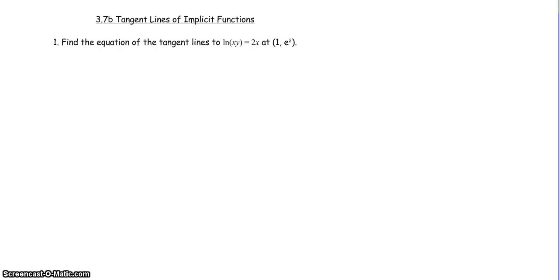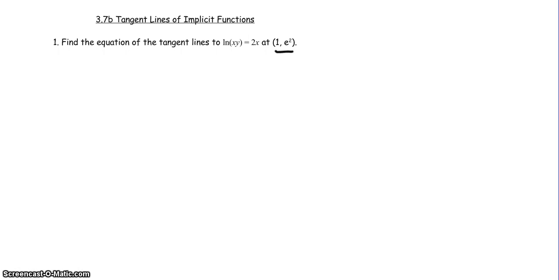Now we're going to find tangent lines of implicit functions. So we know to find a tangent line, I need a slope and a point. Well, looking at number 1, they've already given me a point, so that's a nice bonus. I will need the slope. The slope is the derivative. So let's now take the derivative of this implicit function.